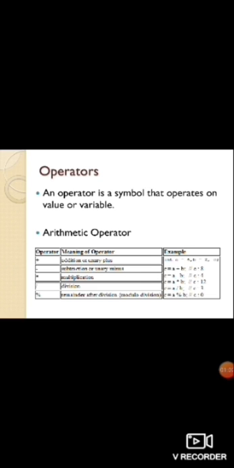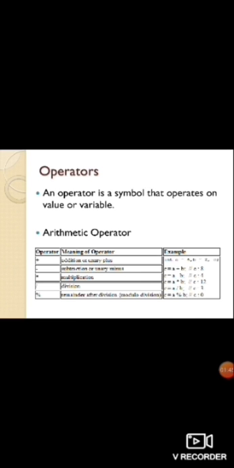The first column represents the operators. Those are the symbols of the operators: plus, minus, asterisk, division and modulo, which is the percentage symbol. Meaning of the operator: the plus symbol means addition or unary plus. The minus represents subtraction or unary minus. The third one is the multiplication operator. The fourth one is the division operator, and the last one is the remainder after division, the modulo division operator.